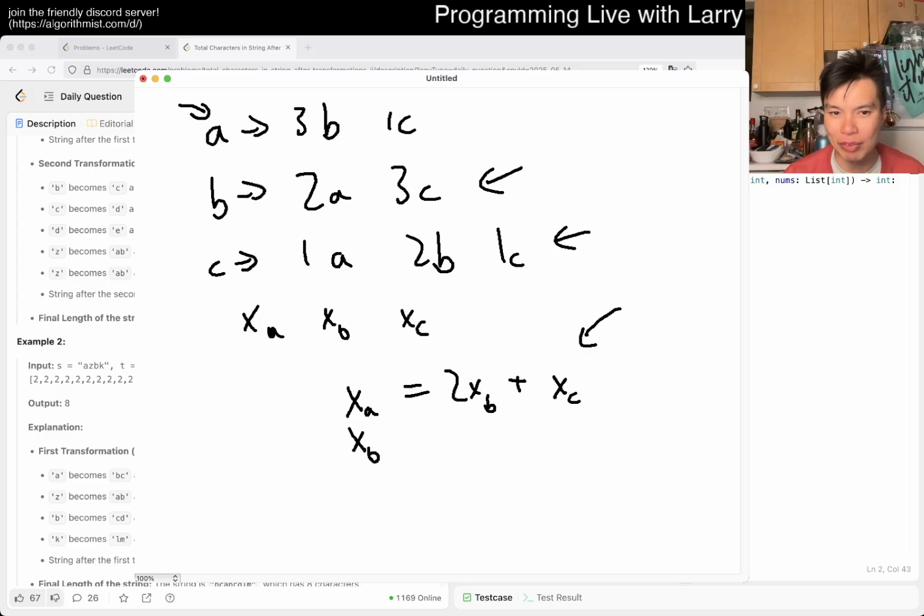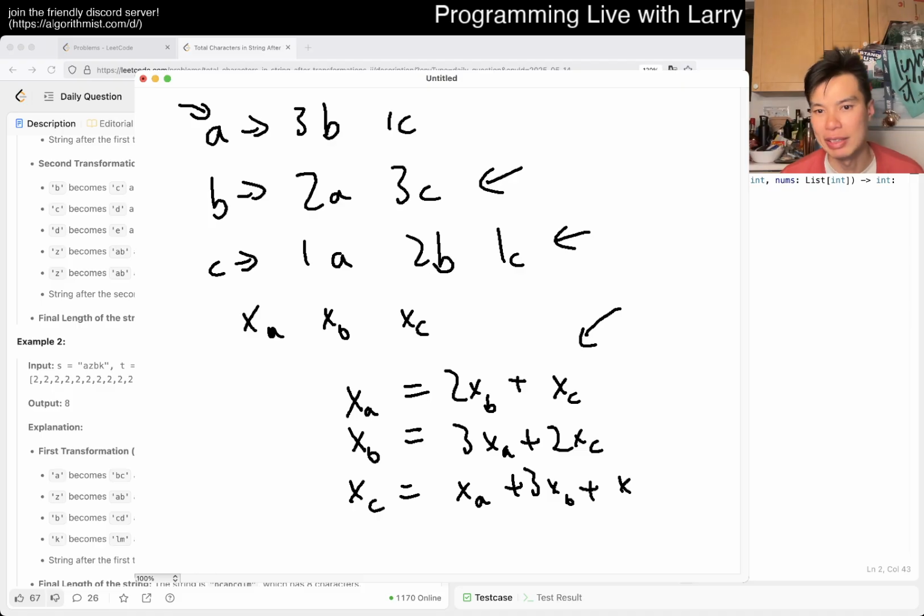And you can write that out for all the other ones, right? So x sub b is equal to 3x sub a plus 2x sub c, and then x sub c is equal to the number of x sub a plus 3x sub b plus 1x sub c, right? So this is how you set up the set of linear equations which defines one transformation.